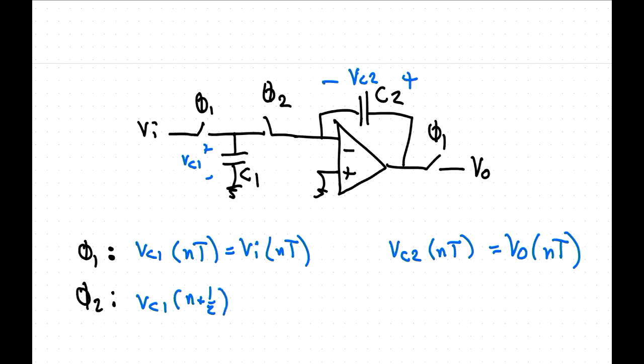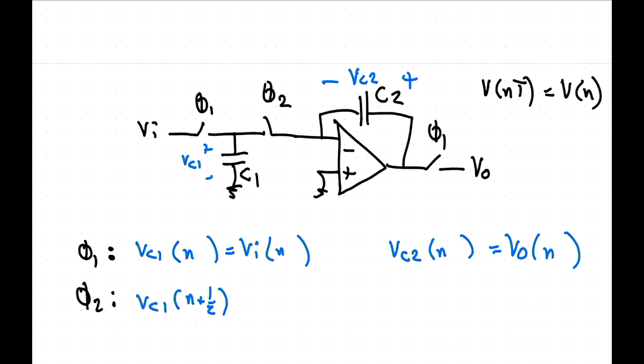Let me just drop the T's. Sorry, let's drop the capital T's there. So just V of nT is the same as V of n. Okay, otherwise it just becomes really cluttered.